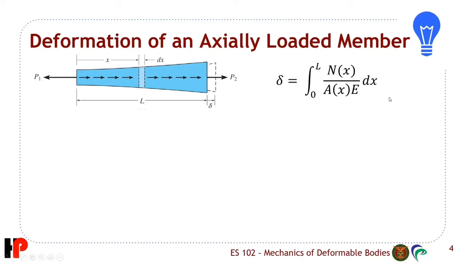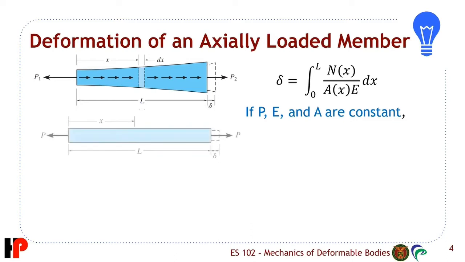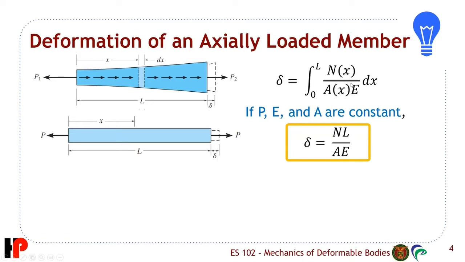Now, if P, E, A are constant, it means it is homogeneous and prismatic. Homogeneous means constant material, so constant E. Prismatic means constant cross section, so constant A. We can take them out of the integral such that we get NL over AE. Why did it become L? Because it is just the integral of dx from 0 to L, so it becomes just L.